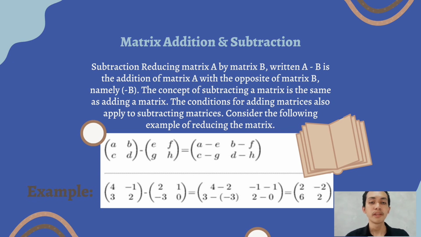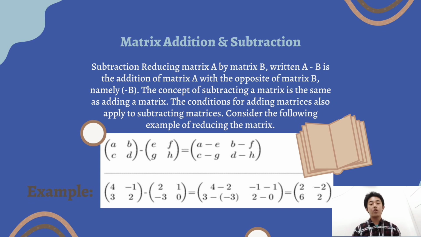Incremental [A, B; C, D] minus incremental [E, F; G, H] equals incremental [A minus E, B minus F; C minus G, D minus H]. The example for matrix subtraction is the same as addition, but this one we subtract, because it is subtraction.